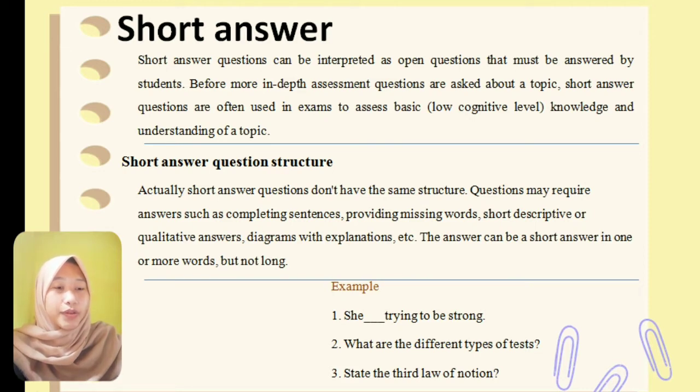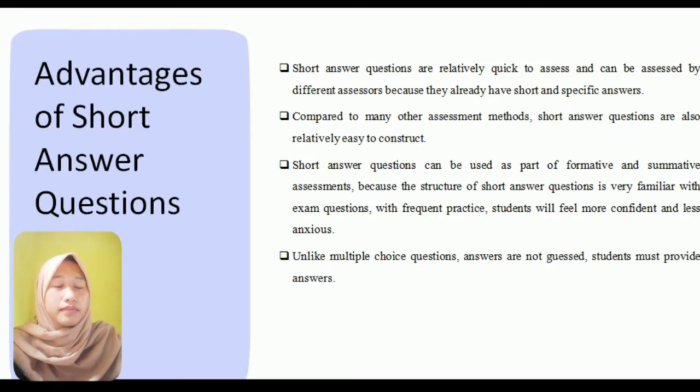These are the examples. You can see there are fill in the blank, and then the next question is what are the different types of tasks, state the third law of motion, and so on. You can make your own. Next is about the advantages of short answer questions.